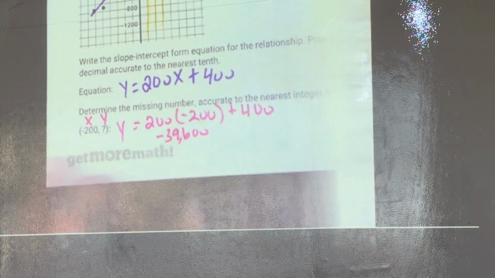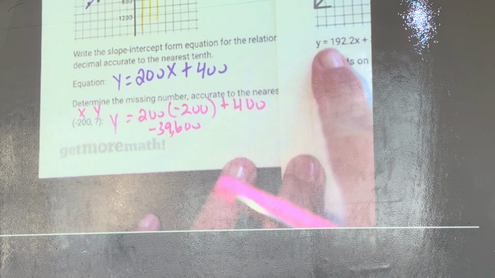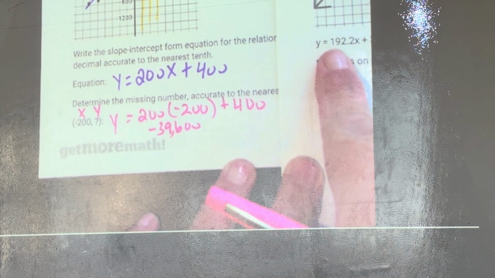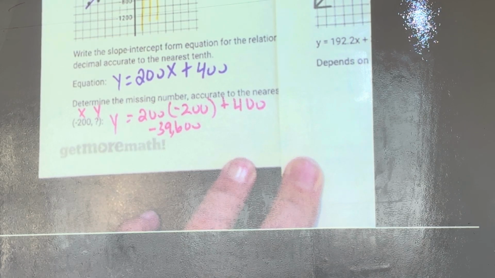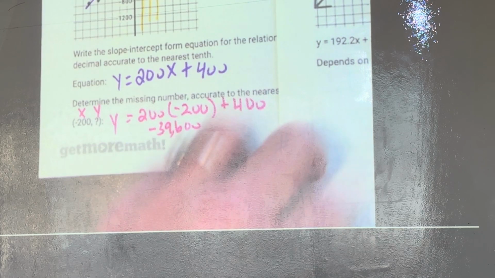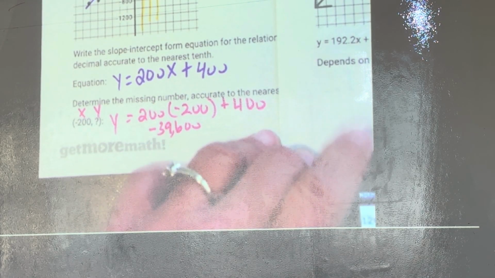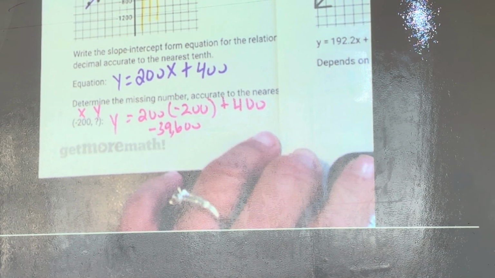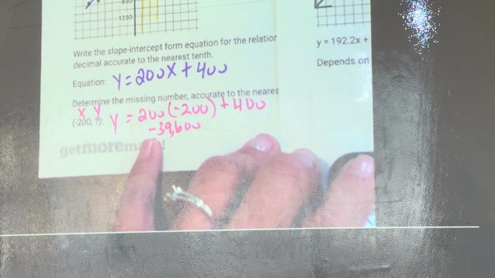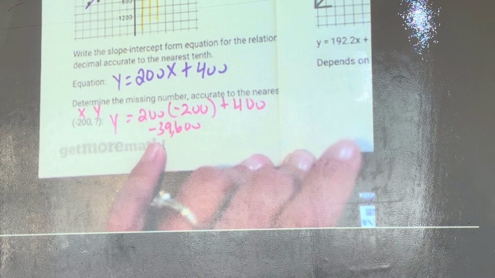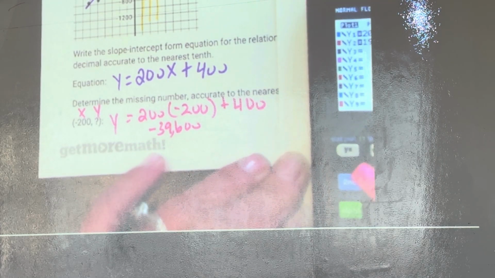So the computer put in our line of best fit at 192.2 and 395.3. Are we that far off? No, not bad. Okay, but the further you are from the, so we had 200x plus 400 and 192.2x plus 395.3.